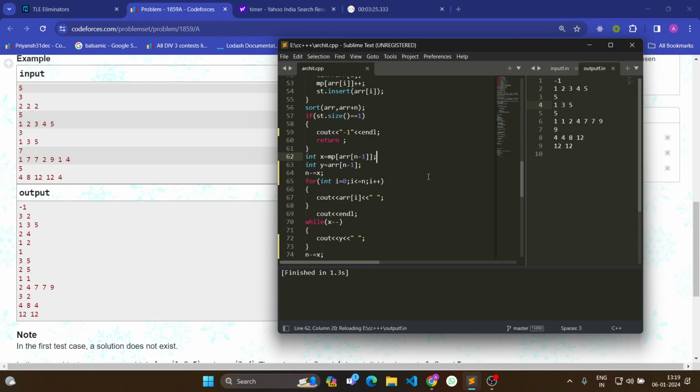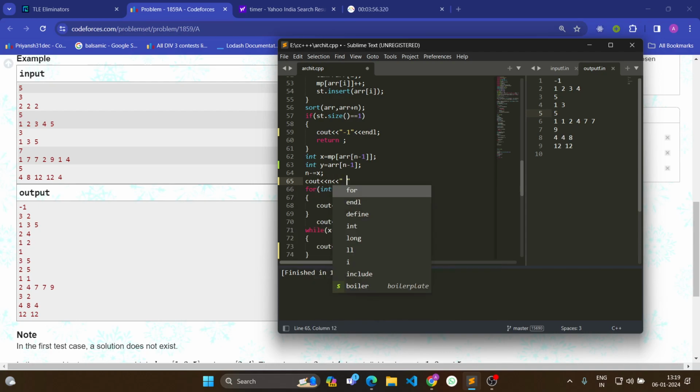Okay, let's see. I also print the sizes as well. Cout n and cout.